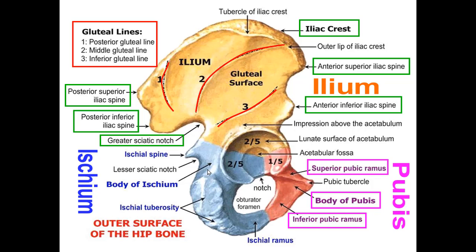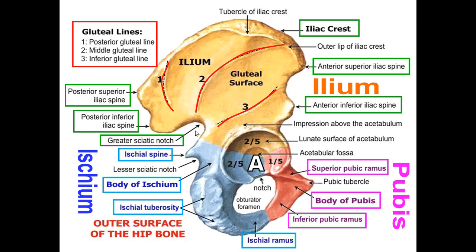This is the ischium. It is formed of body, ischial tuberosity, and ischial ramus. The body has ischial spine. Above the ischial spine, greater sciatic notch. Below the ischial spine, lesser sciatic notch. The ischial tuberosity is divided into upper quadrangular area and lower triangular area. The upper quadrangular area is divided into upper lateral part and the lower medial part. The lower triangular area is divided into lateral area and the medial area.